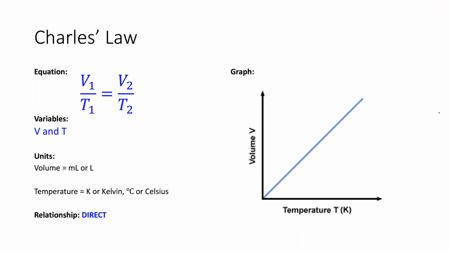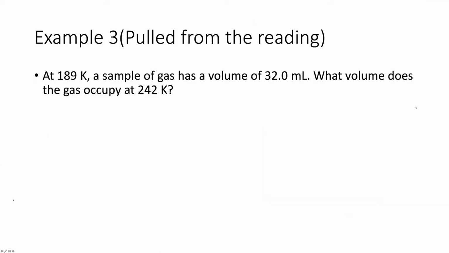All right, so moving on now to the example. Example 3, this is the one I did in your reading, but I'll do it again. This question is asking, at 189 Kelvin, which will be your temperature, a sample of gas has a volume of 32 milliliters. So this is going to be your V1, and this will be your initial temperature. The question is asking what volume will this gas have at this final temperature, which is going to be T2.